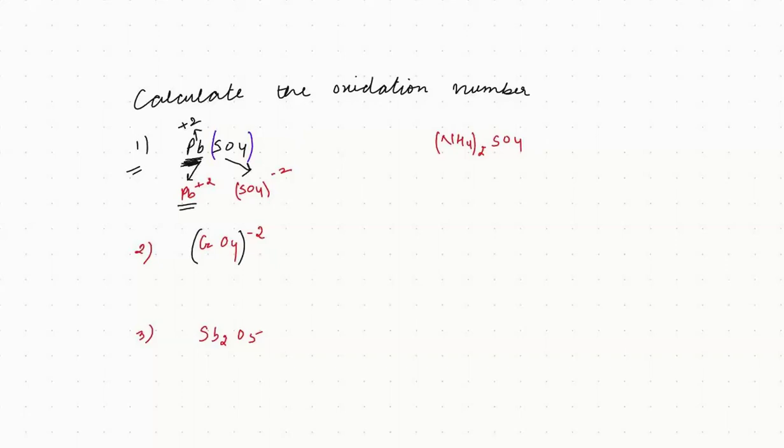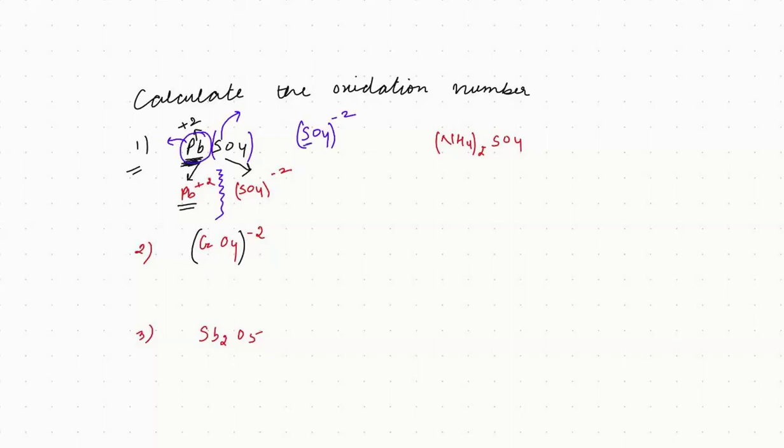Now, in the same question, if somebody asks you what is the oxidation state of sulfur, then also you separate Pb plus 2 and SO4 minus 2, right? So it becomes SO4 minus 2. So you do not need lead in that case. The Pb requirement is 0 there. You do not need Pb. So just from sulfate, you can calculate.